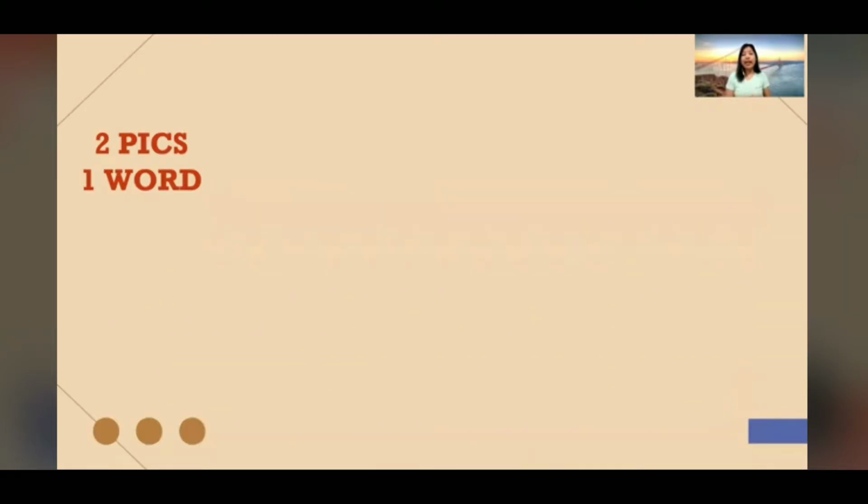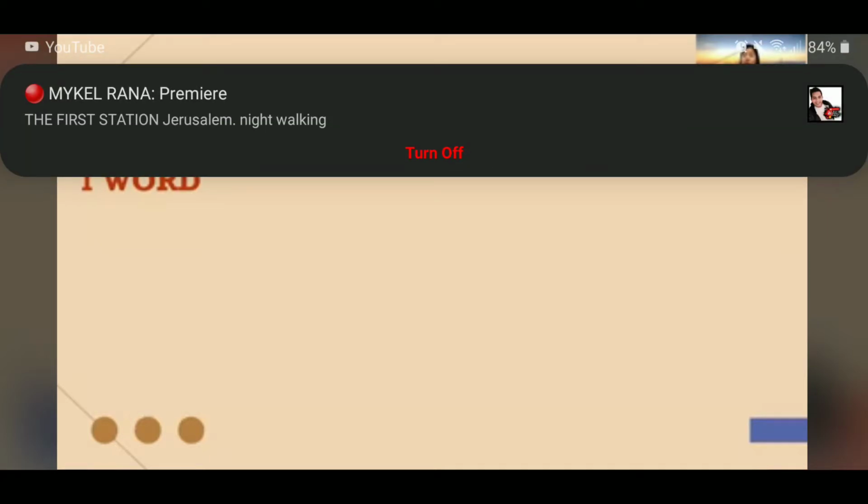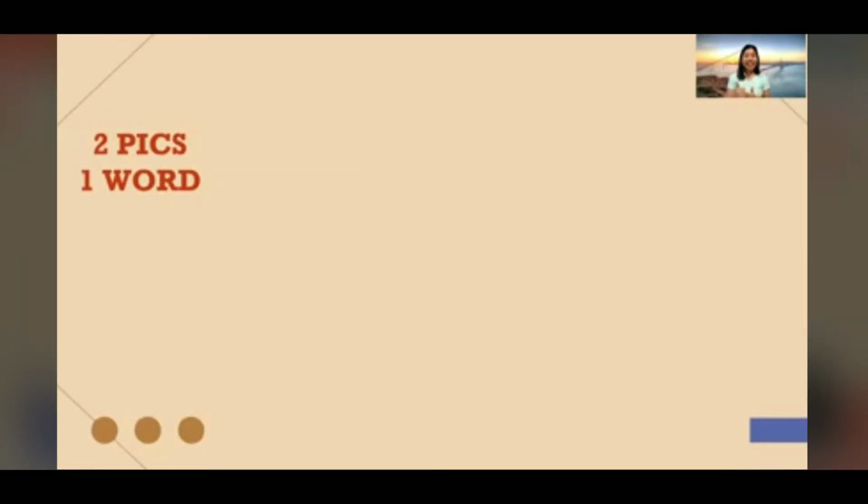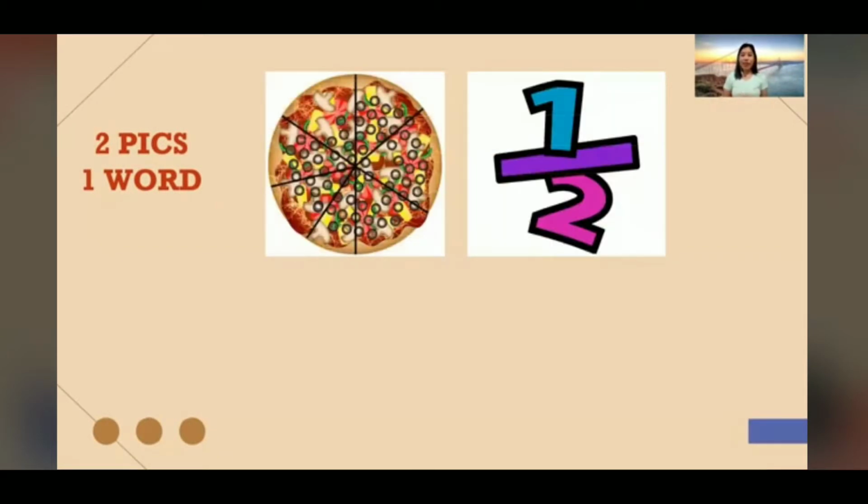So of course, just like in the 4 picks, 1 word, there are set of jumbled letters. And then there are also number of columns that will make you identify the total number of letters that 1 word consists. Is everything clear? Are you now ready? That's great. Let us start with this first set of pictures.